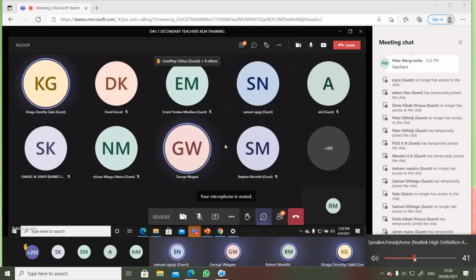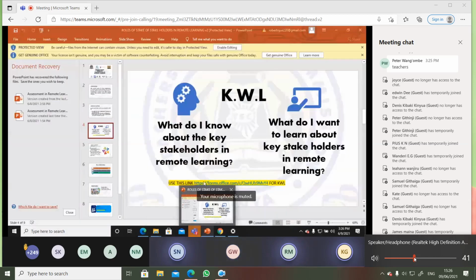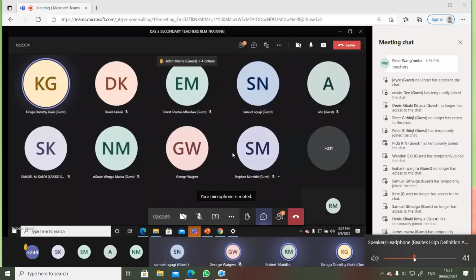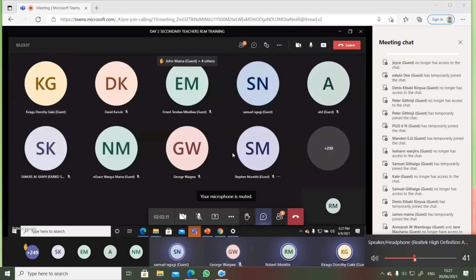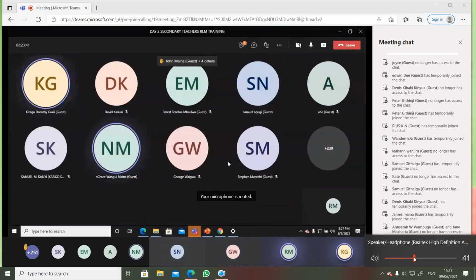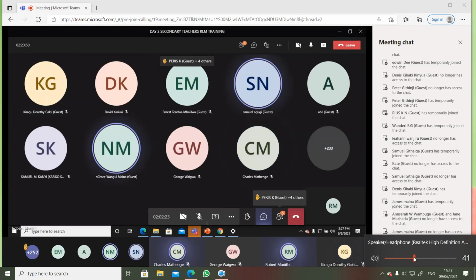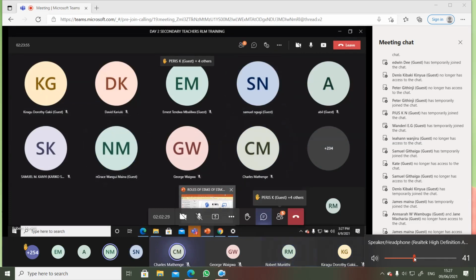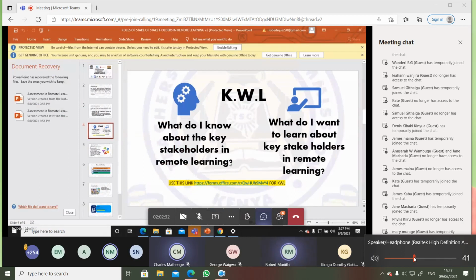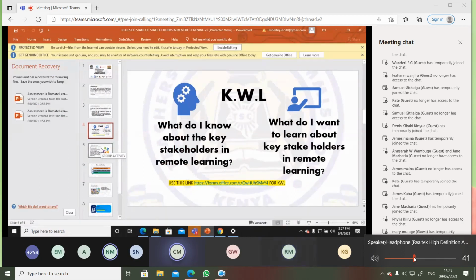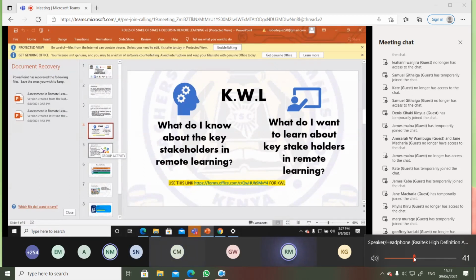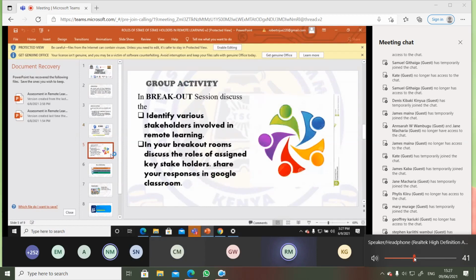Then what about the coordinators? Who are the coordinators? The Ministry of Education. We have said that you have the TSC, the ministry, the KICD, and the ICT. All those are the coordinators when it comes to remote learning.